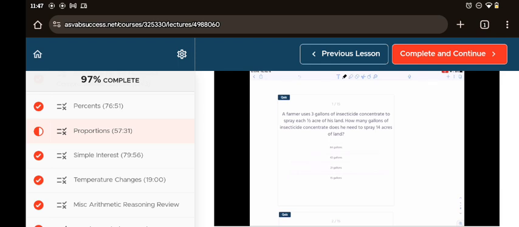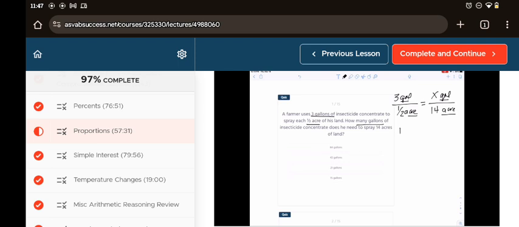So for this one, we're going to use our proportion equation, which is 2 fractions equal to each other. In one fraction, we put one scenario. In the other fraction, we put the other scenario. So let's try to figure out the 2 scenarios. 3 gallons of insecticide for each half acre. This is a scenario. 3 gallons for every half acre. And then it says how many gallons, we don't know, so we're going to call it X, to do 14 acres. If you notice, gallons and gallons are together in the top, acres and acres are together in the bottom. Okay, that's super important.